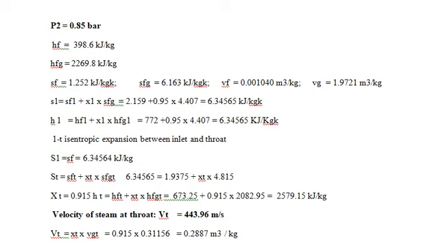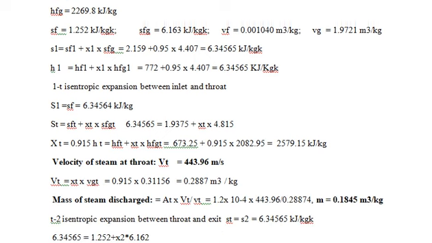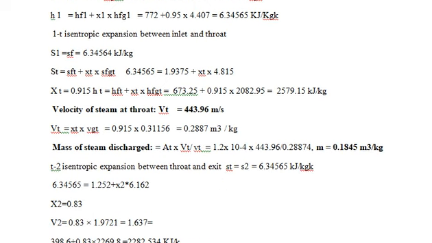Then again find the enthalpy: HT equal to HFT plus XT HFGT. Then we will find the value of the throat section enthalpy. We are getting 2579.15 kJ per kg. Then you are finding out the velocity of steam at throat section, VT equal to 443.96 meter per second. Then VT equal to XT into VGT, 0.915 into 0.31156 equal to 0.2887 meter cube per kg.